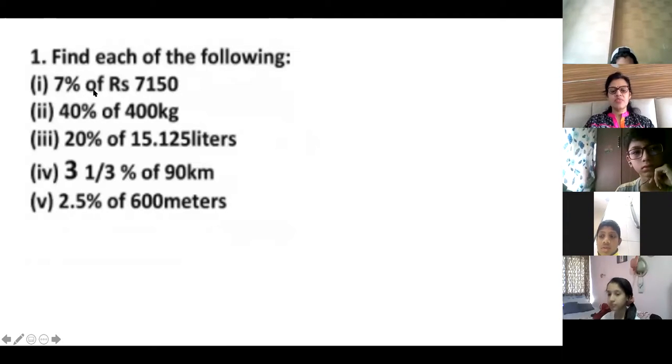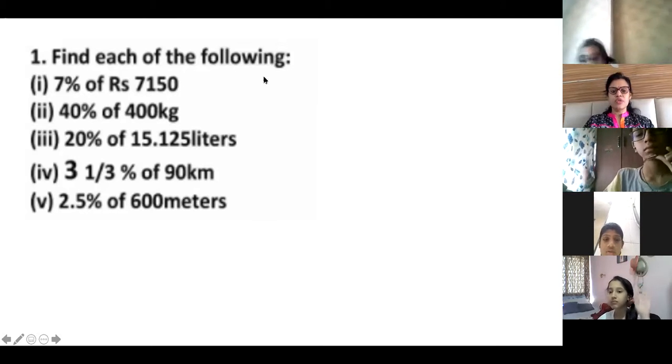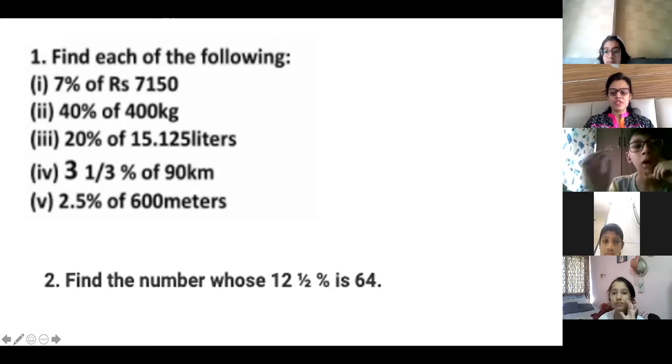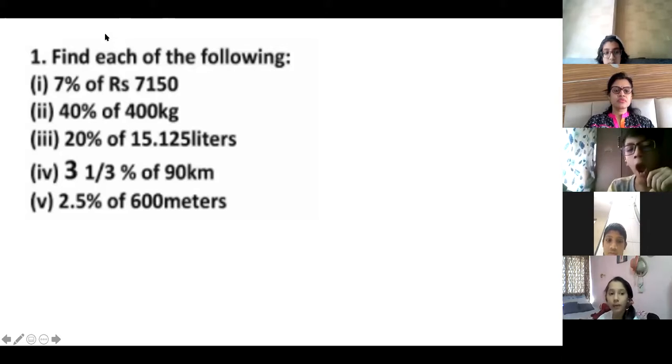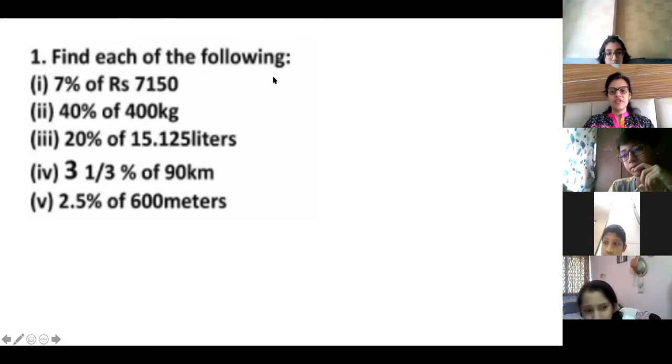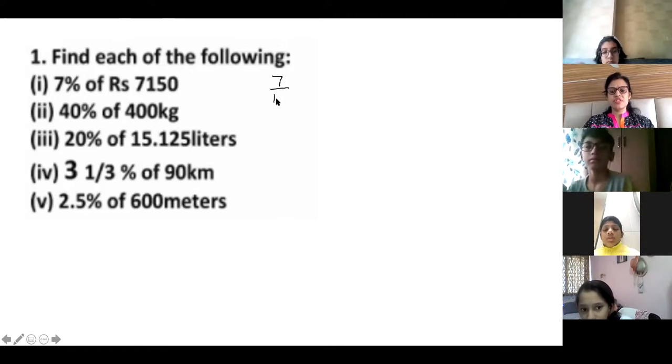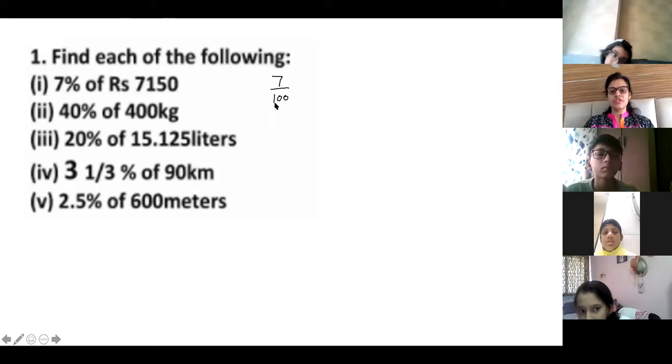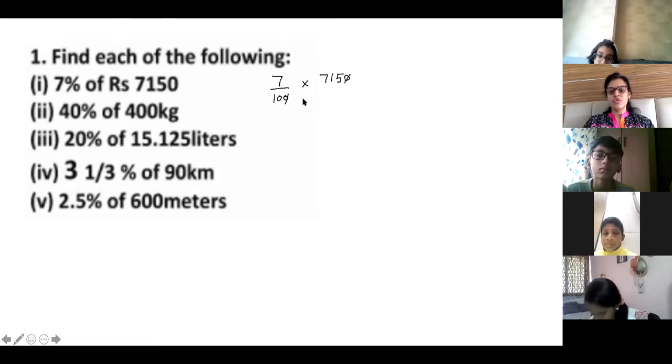Okay, 7% of rupees 7150. So your answer should be in rupees. 7% is 7 upon 100. Convert it into fraction, multiplied by 7150. Now you have 7150. Okay, bring it into lowest form.